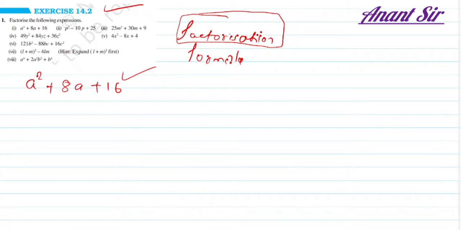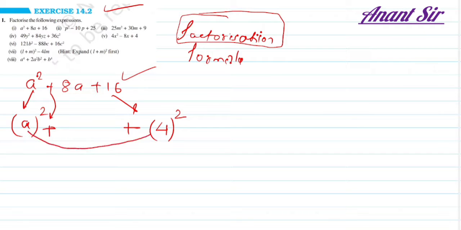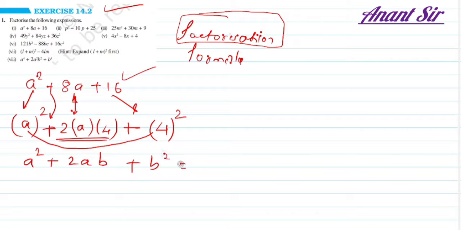So how to identify whether this is a perfect square? Check whether the first term is a square of any number. Yes, it is square of a. Check whether the third term is a square of any number. Yes, it is square of 4. And whatever the sign is in the middle, give it as it is. And multiply the two terms by 2: 2 into a into 4. Do we get the middle term? Check it. Yes, that means we can write this as a square plus 2ab plus b square. This a is a here in the question and this b means 4 here in the question. The answer is a plus b whole square.